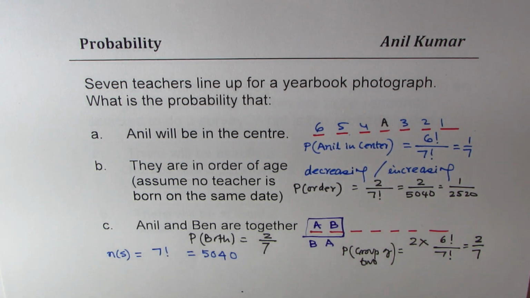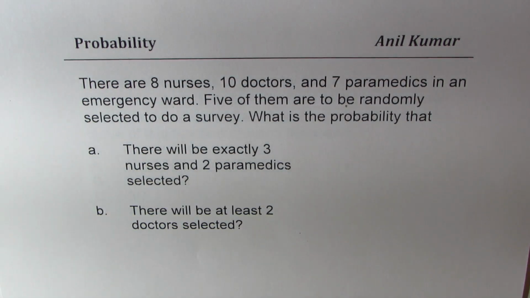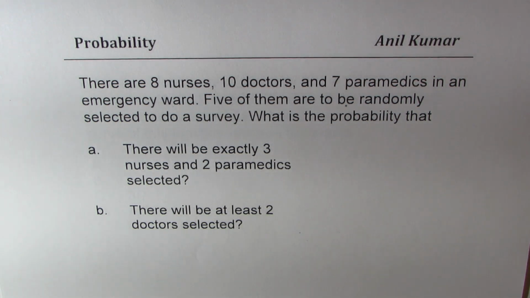Now let's move on and take the next. Now here is a very interesting question. There are 8 nurses, 10 doctors and 7 paramedics in an emergency ward. 5 of them are to be randomly selected to do a survey. What is the probability that there will be exactly 3 nurses and 2 paramedics selected? B is there will be at least 2 doctors selected.